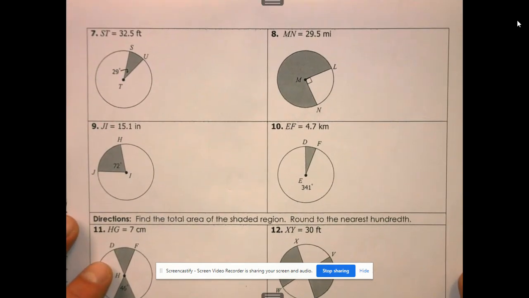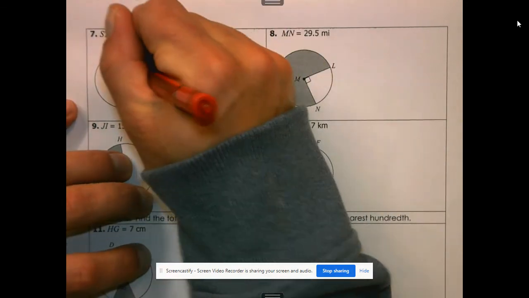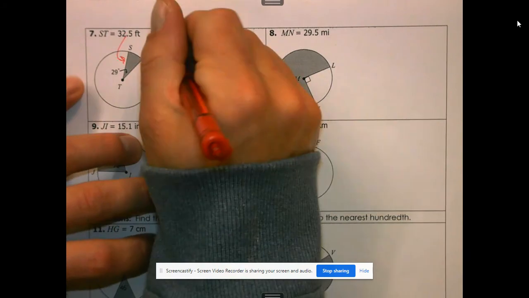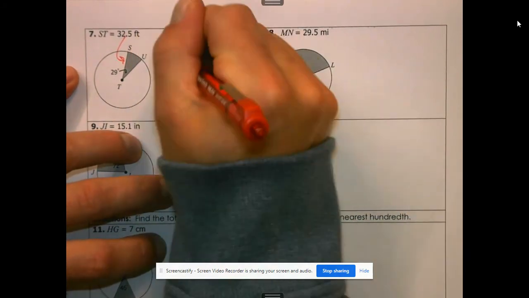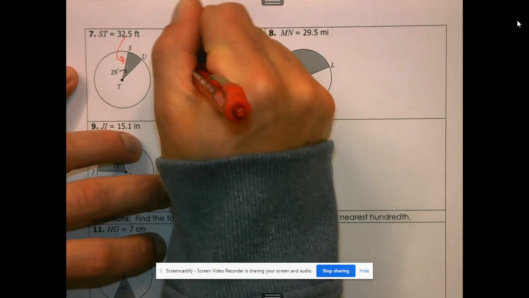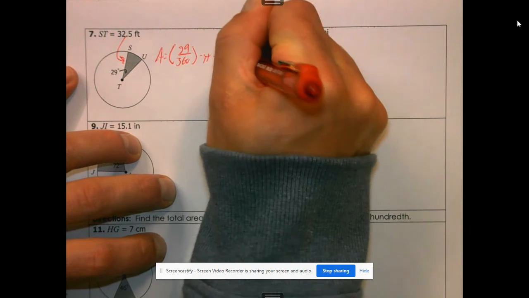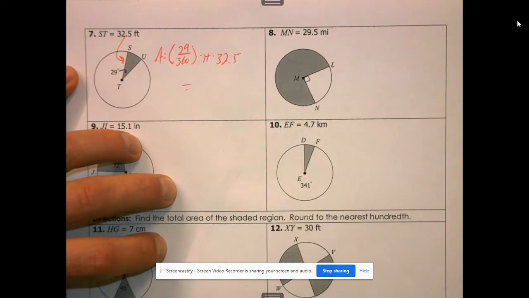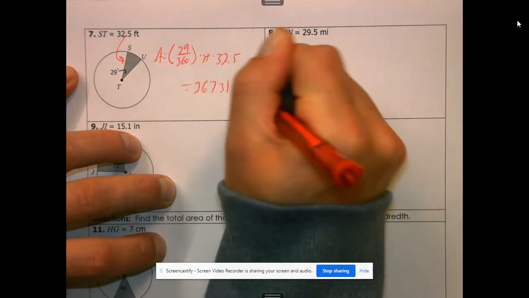Backside. A little more of the same. S to T is the radius. Central angle is 29, so we're good there. Area equals 29 divided by 360 times pi times 32.5 squared. Comes out to be 267.31 square feet.